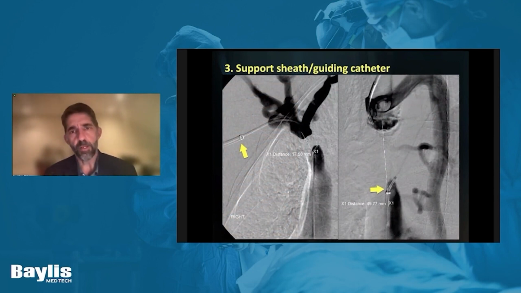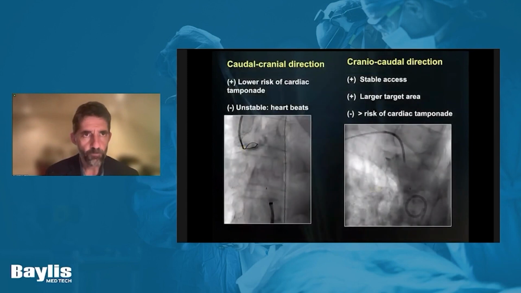Another important aspect is it doesn't matter if you come from the arm or from the patient's groin, but if you come from the groin, it's even more important to have the support, as you can see here, with a long sheath, like a 90 centimeter sheath, in order to avoid the movement of the heartbeat, and that can be critical, especially depending on the type of tool that you will use to recanalize the occlusion. If you use the power wire, in this case, is an example of one of the techniques that we can use.